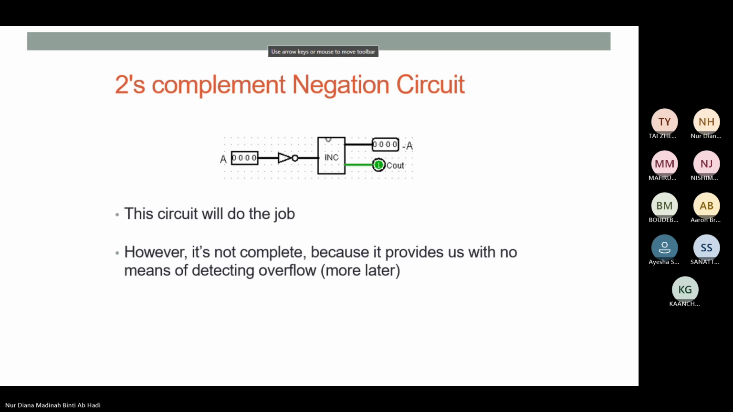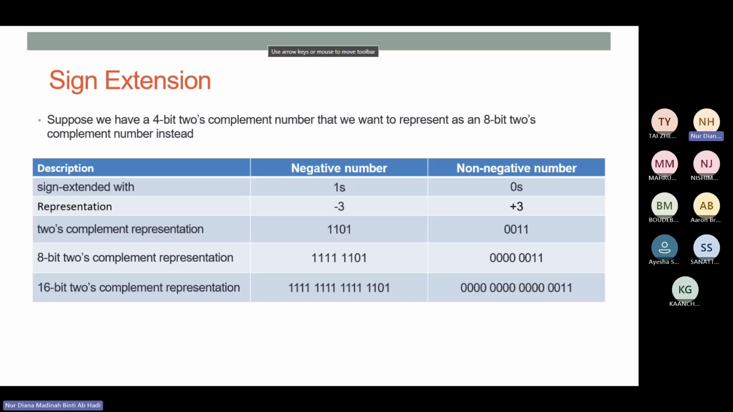Okay, but you have to understand that if you only have this one, it means that we do not have it complete yet, because it does not handle overflow. It provides us no means to detect the overflow, because when we add values that could have extra bits, the overflow would not be detected and you will end up getting the wrong interpretation.